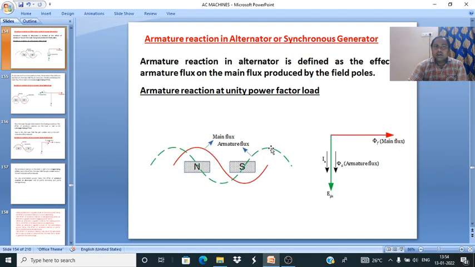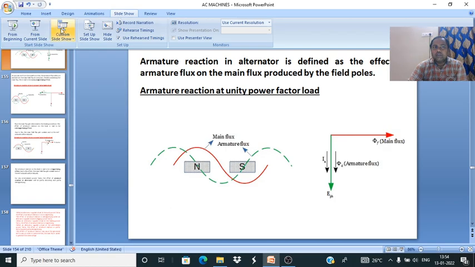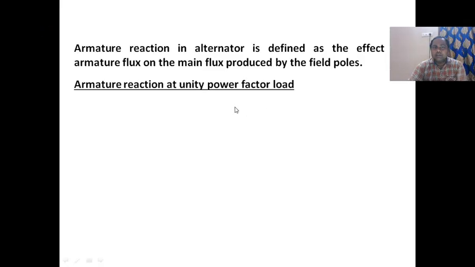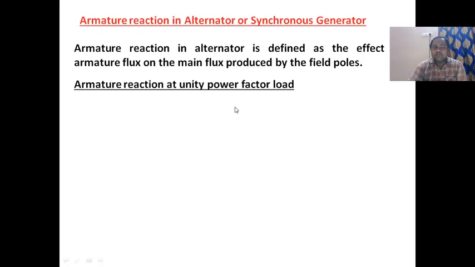Now another topic in unit 4 is armature reaction in alternator. So what is the armature reaction? These are very important. The armature reaction is normally in DC machines also, but in alternator that is different. Armature reaction in alternator is defined as the effect of armature flux on the main flux produced by the field poles. Normally there are two fluxes, armature flux and main flux.